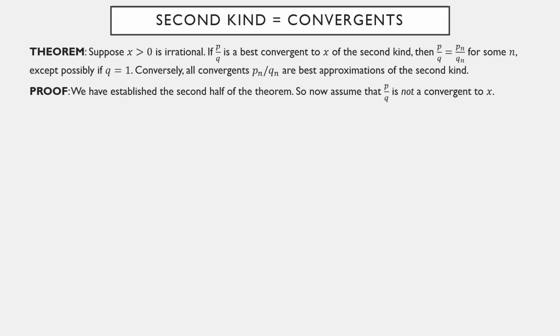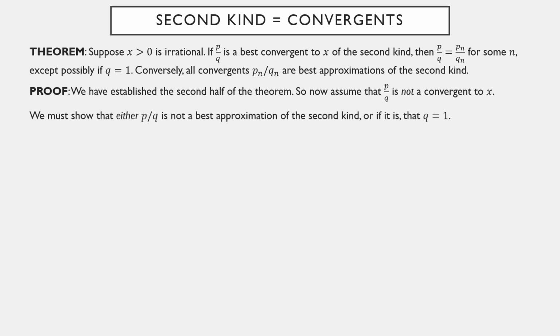Now we need to prove the other direction, that best approximations of the second kind are convergents, with the possible exception of when you have a P over Q whose denominator is 1. So let's assume that P over Q is not a convergent to x. What we need to do is show either it's not a best approximation of the second kind, or the denominator has to be 1. So let's assume the denominator isn't 1 and show that it is not a best approximation of the second kind.